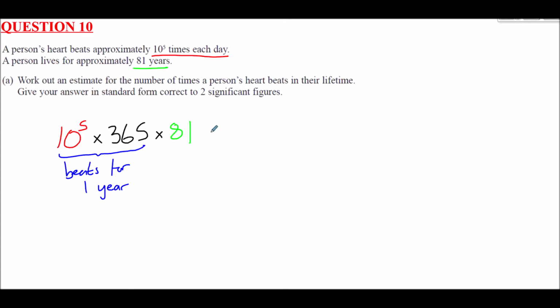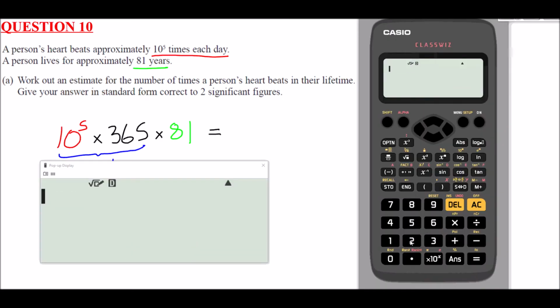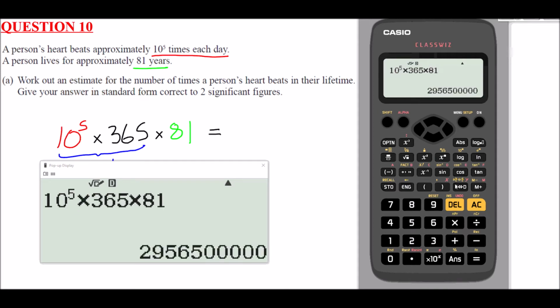So if you do this on the calculator, you should hopefully get the figure which I get right now. So 10 to the power 5 multiplied by 365 multiplied by 81. That gives us 29565 with 1, 2, 3, 4, 5 zeros after it.